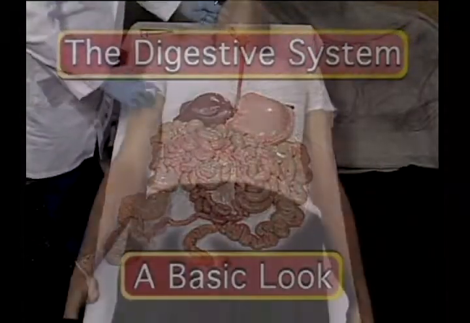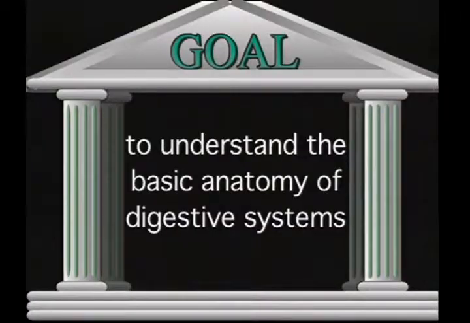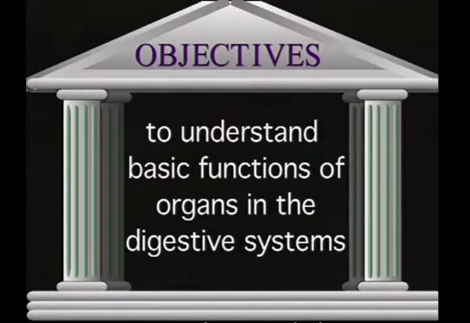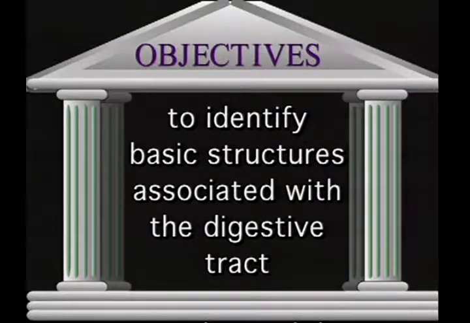CEV Multimedia presents The Digestive System, a basic look. The goal of this program is to understand the basic anatomy of digestive systems. Therefore, the objectives are to understand basic functions of organs in the digestive systems, to understand the different types of digestive systems, to identify basic structures associated with the digestive tract.